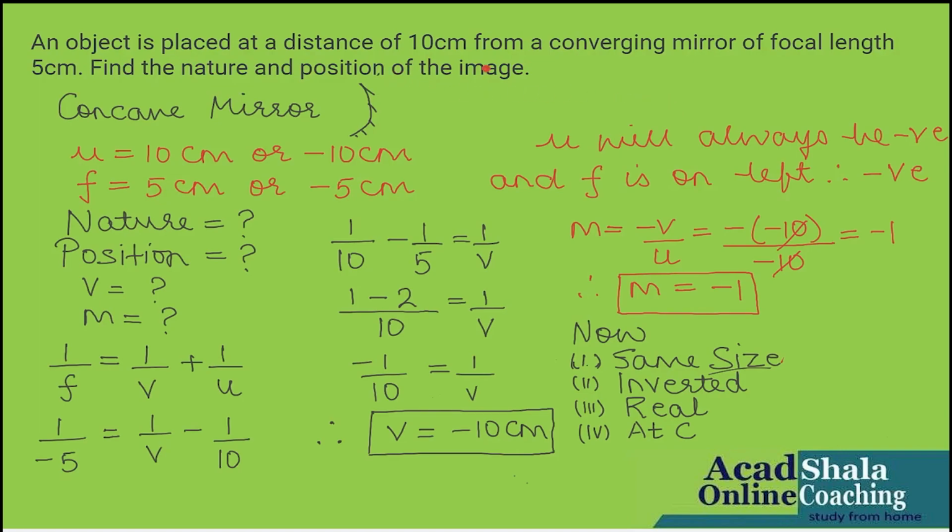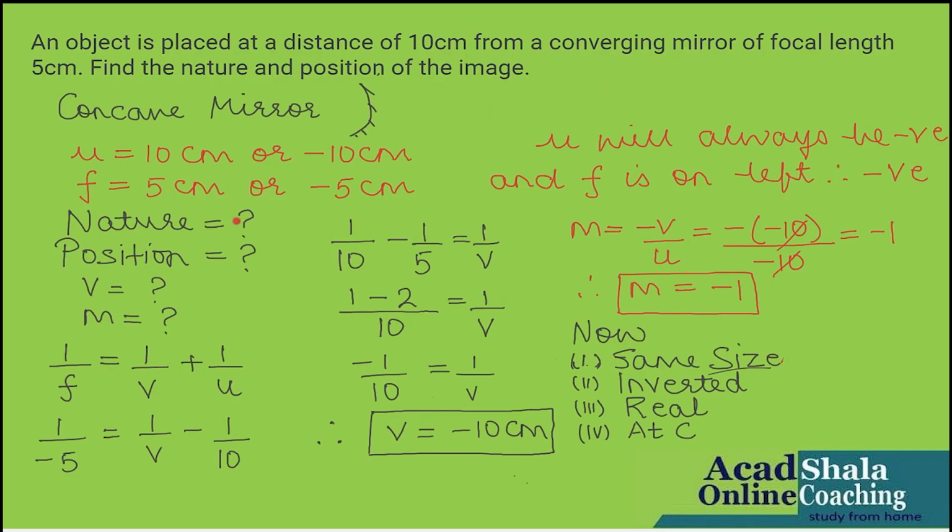Now we know the values which are given in the numerical, so we write that u is 10 centimeter. And always remember, students, that u will always be negative, always and always. So with your eyes shut, always write down negative for u because it is on the left side. And f is negative over here according to the numerical because it is on the left according to the mirror which is given, that is, a converging mirror.